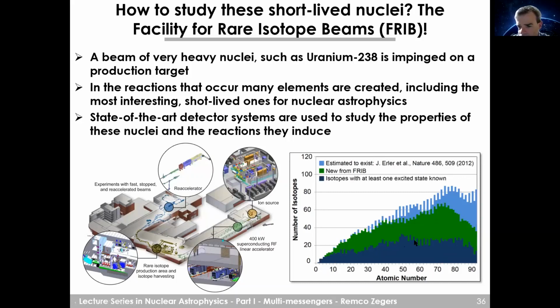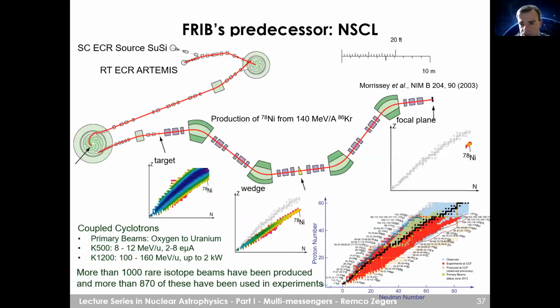So in this dark blue color, these are the isotopes that we currently know to exist, that we know a little bit about. And at FRIB, we can more than double the known isotopes because we can produce them in the laboratory. And maybe after, with FRIB, we'll know about 80% of all the isotopes that can be made. So this is really exciting for nuclear astrophysics research.